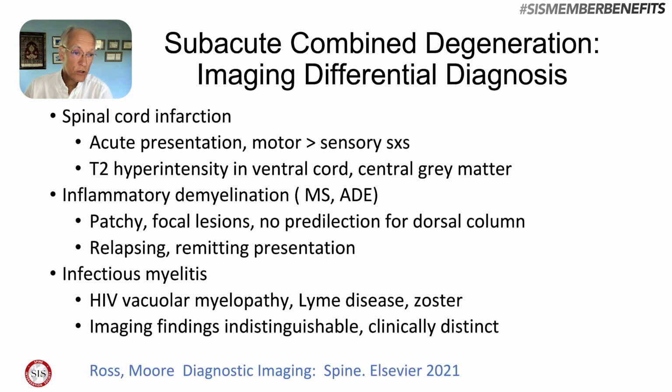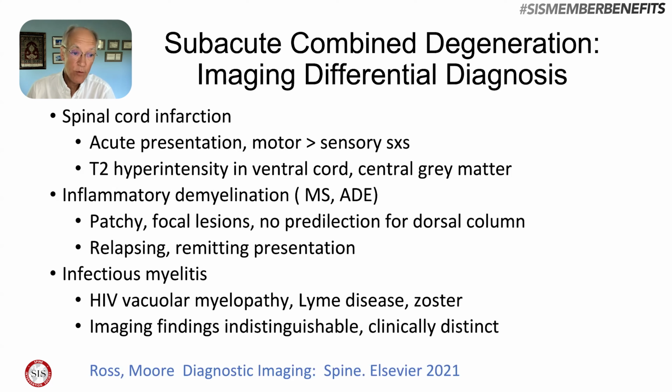So the imaging differential diagnosis, other things we might consider, would include spinal cord infarction. This is going to have generally a very hyperacute presentation with primarily motor, not sensory symptoms. And when we look at the imaging, we're going to see T2 hyperintensity in the ventral cord, not the dorsal cord. It'll involve primarily the central gray matter.